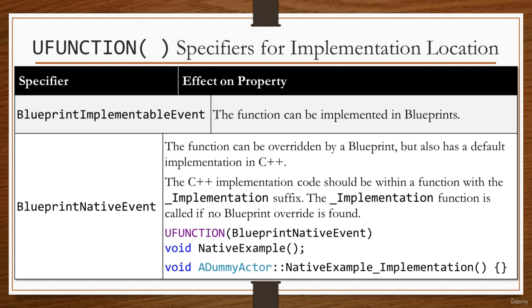The C++ implementation code should be written within a function with the _Implementation suffix. So in other words, where you define your function, you will have the function name followed by the underscore Implementation suffix. The implementation function is called if no blueprint override is found. I have an example function, NativeExample, and we can see in the definition we have NativeExample_Implementation, because that is a BlueprintNativeEvent. So basically when we compile, the engine will generate code for that function that has the _Implementation.